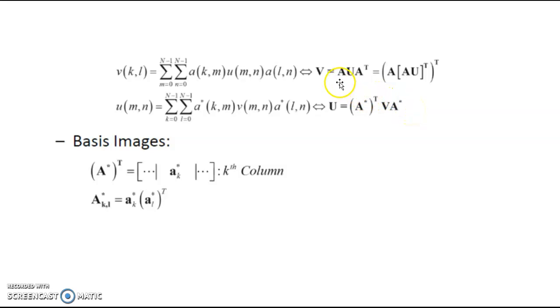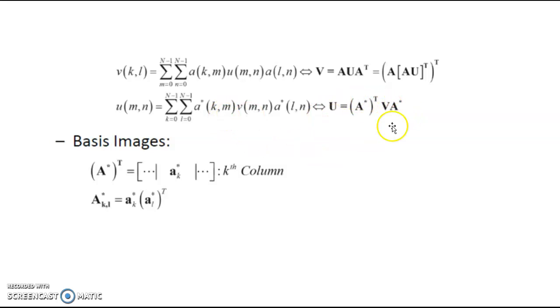So V was A into U. By the separable property, I split that as A into U into A transpose. Similarly, U equal to A conjugate transpose into V. By applying the separable property, I can rewrite U as A conjugate transpose V into A conjugate.